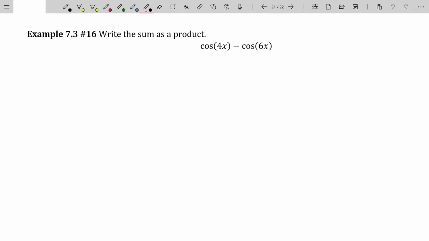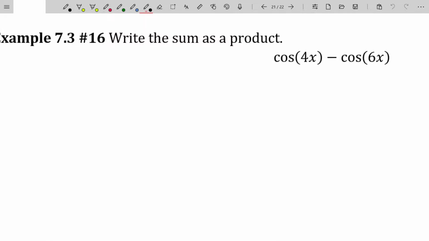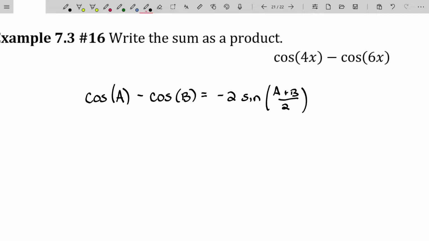Here is that same style of typical problem where we want to write the sum, or in this case, the difference, as a product. And we're just going to steal the formula that the cosine of A minus the cosine of B is equal to, in this case, a negative 2 sine of the average of the angles, so A plus B over 2, times the sine of A minus B over 2. I have to look at these because I don't have them memorized either. So we're going to go ahead and do that.